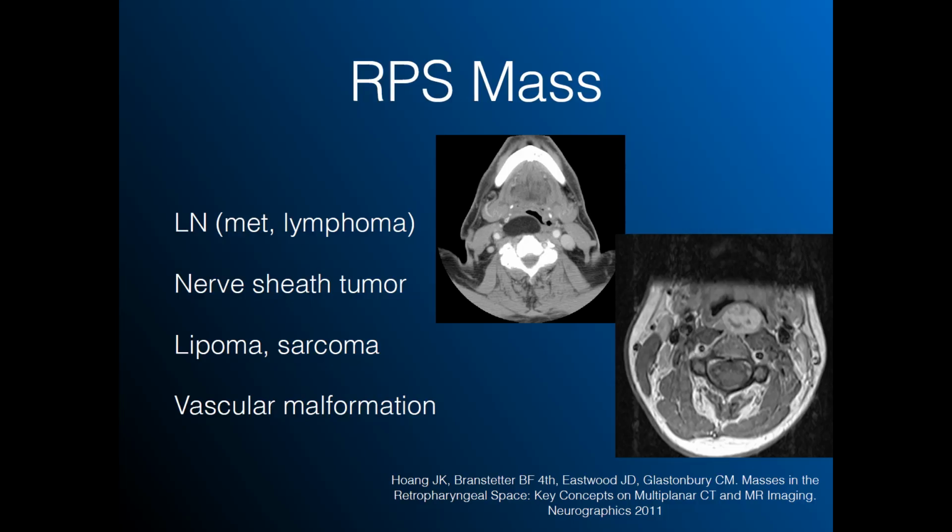We spent a lot of time on it, but the most common thing I often see in the retropharyngeal space in adults is lymph node metastases, lymphoma less common, also lipomas are pretty common. This patient has a nerve sheath tumour, I think they had NF2. We can also get vascular malformation. So think about the structures in the retropharyngeal space. There are little nerves and vessels, and then a lot of fat as well, and lymph nodes.